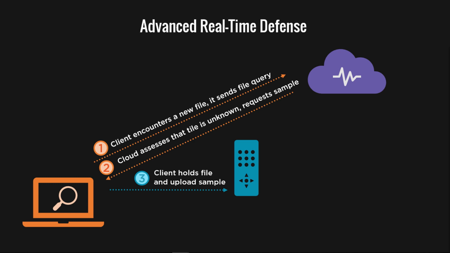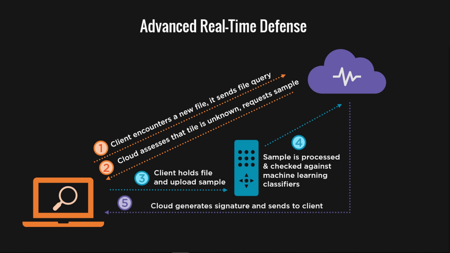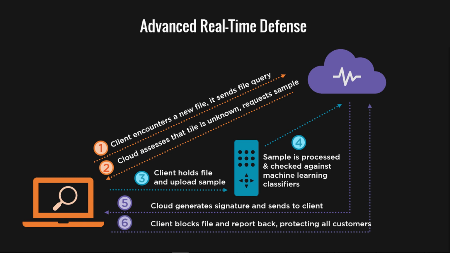The cloud services will process the sample and check it against machine learning classifiers, trying to find out whether that file is good or not. And then, if the file turns out to be holding malicious code, the cloud will generate a new signature for that file and send it back to the client. Not only to that client, it will send it to all clients, so that when they encounter this file, they already know to block it.